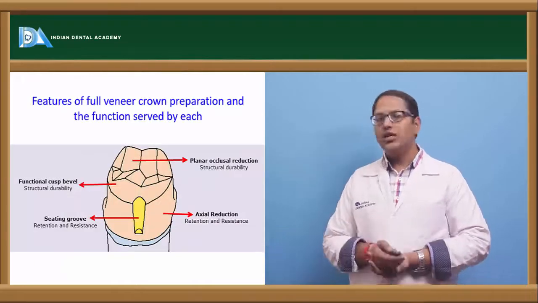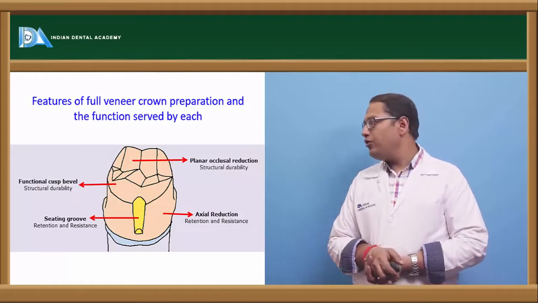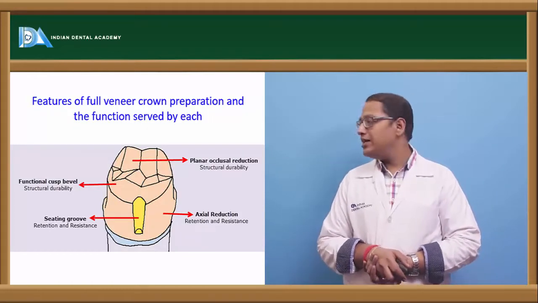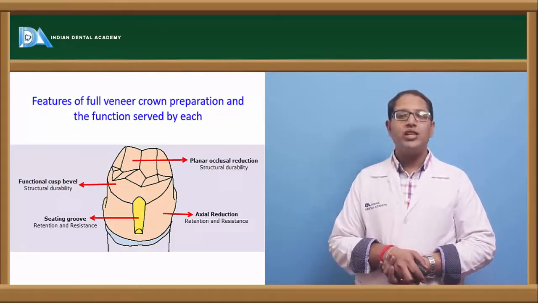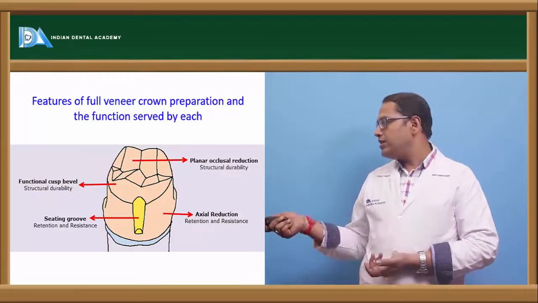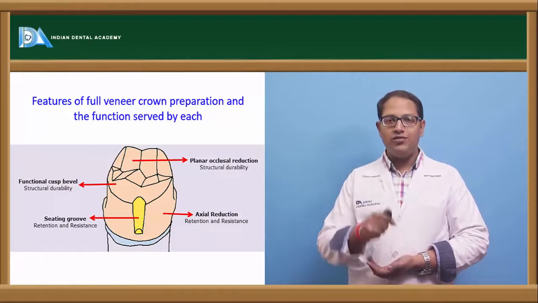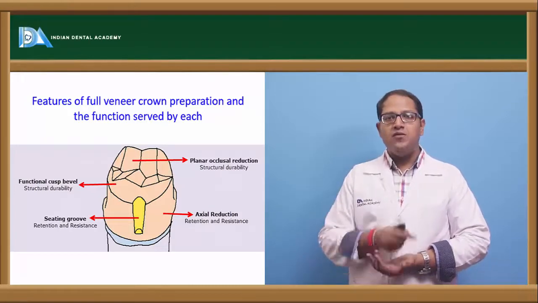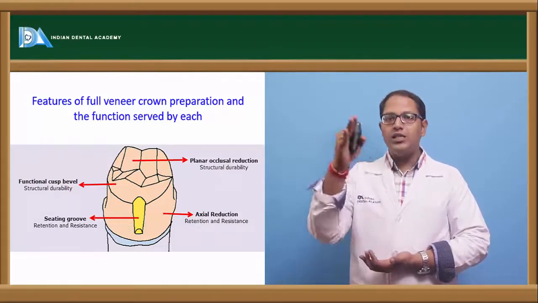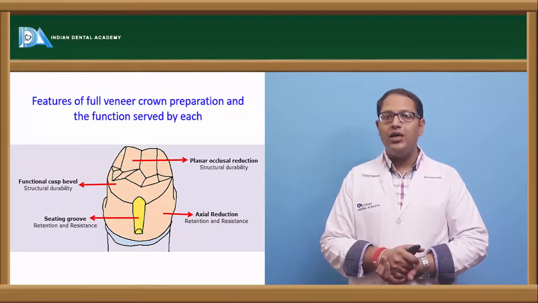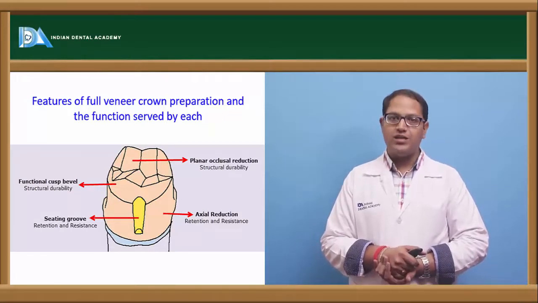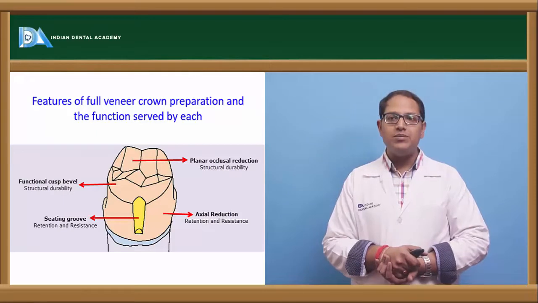Now let's see what the features of full veneer crown preparation are and the function served by each area. Now we know about the planar occlusal reduction. When we are doing occlusal reduction, we are not supposed to do it flat. We are supposed to follow the contour of the crown. So that is called planar occlusal reduction. Why is that so and what is its importance?